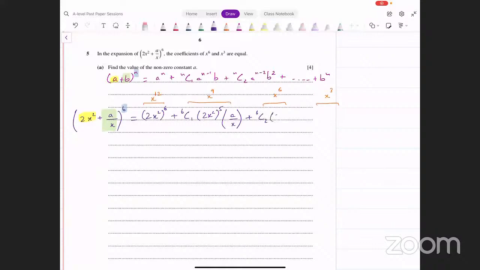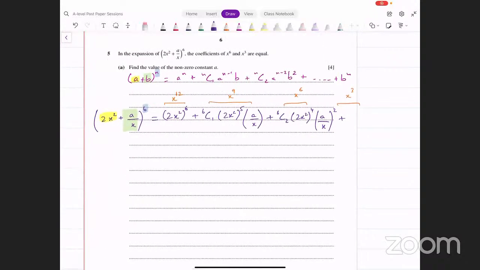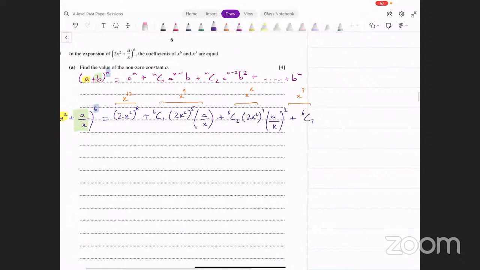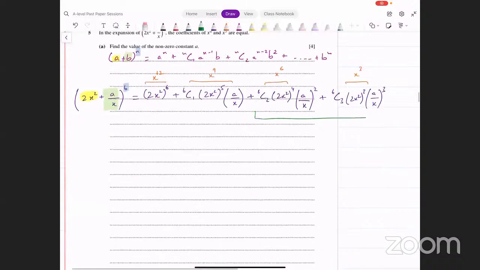6c2 into (2x squared) whole raised to power 4 into (a over x) whole raised to power 2. ये आपको x power 6 वाली term मिल गई, plus 6c3 into (2x squared) whole raised to power 3 and (a over x) whole raised to power 3. हमें ये 2 terms चाहिए थी सिर्फ, जो हमारे पास x raised to power 6 और x cube दे रही हैं. बाकी को simplify करने की जरूरत नहीं है. अब आप सिर्फ इन दोनों को उठा लें यहाँ से, इनको simplify कर दें. You can just ignore everything else. बाकी सब कुछ ignore कर दें.